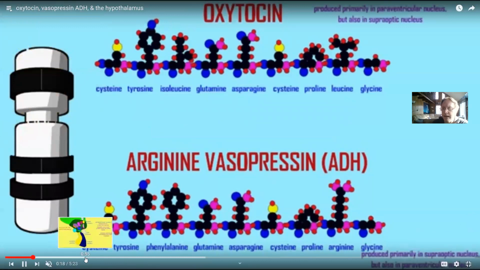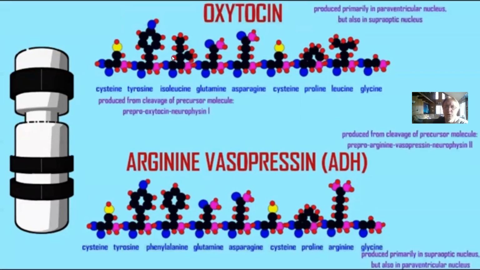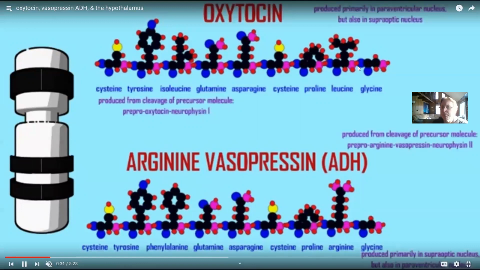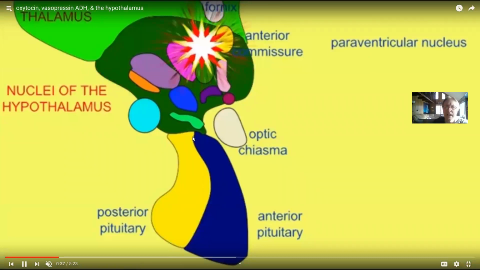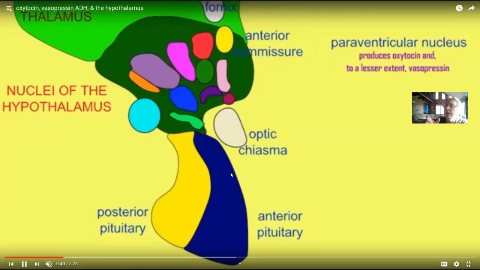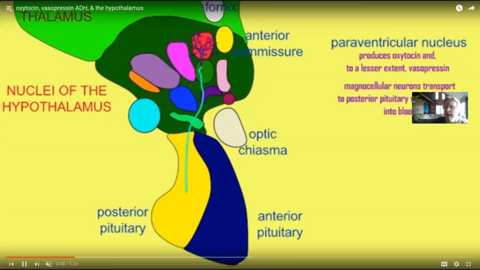So let me just quickly say these are made in the hypothalamus. Oxytocin is primarily made in the paraventricular nucleus, but also a little in the supraoptic nucleus, while ADH is primarily made in the supraoptic, but also in the paraventricular nucleus. These two hormones are derived from a common ancestor. They look so much the same. They have the same number of amino acids. They form a disulfide bond where the two cysteines are connected. So one ancestral gene duplicated to make two very similar genes, and that made two very similar hormones.